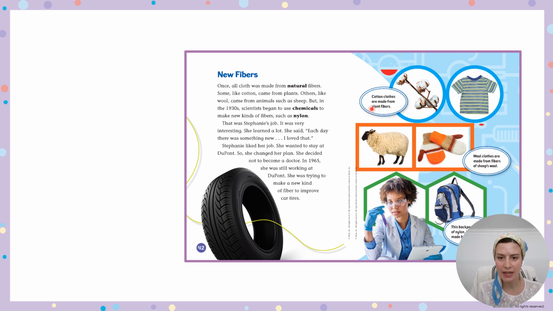And here to the right, guys, it says cotton clothes are made from plant fibers. Wool cloths are made from fibers of sheep's wool. And then this backpack is made of a fiber called nylon.